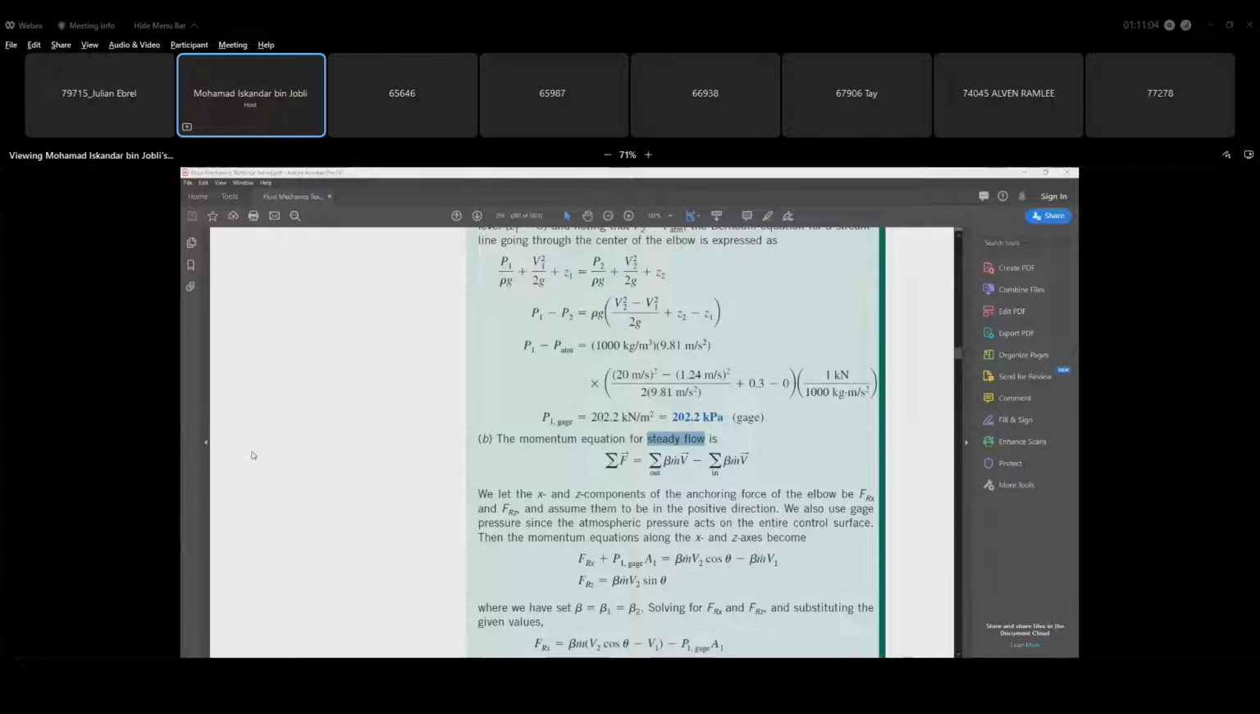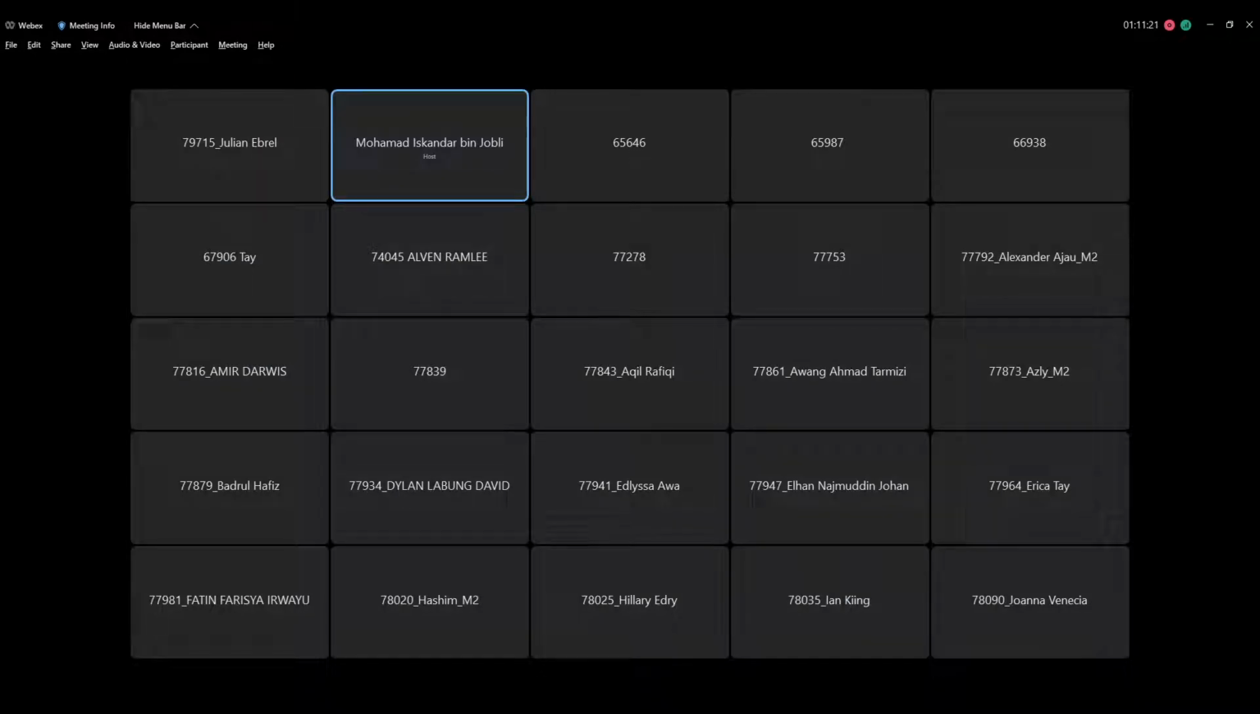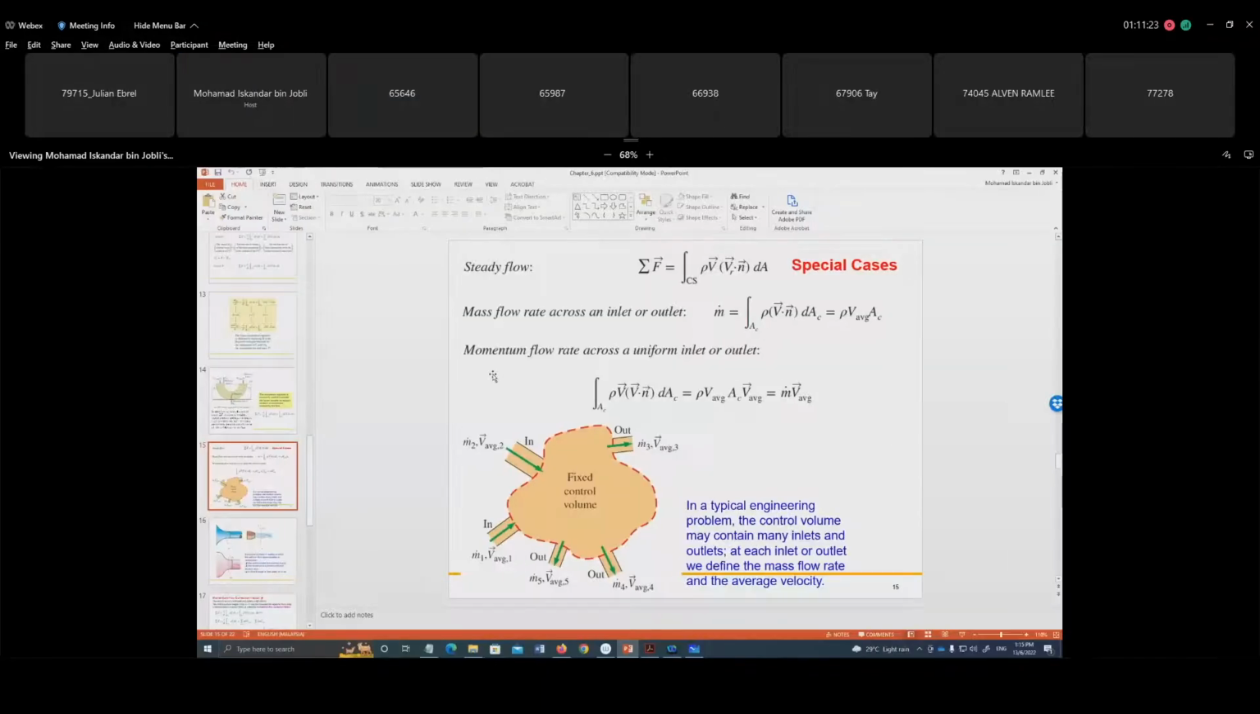If you put it down in equation, this is how it's going to be. Force on the control volume, this is the body, this is the surface. However, for control volume, this bit here... Sir, oh yeah, the screen is not... I'm not sharing the screen. Sorry. Okay, where was I?